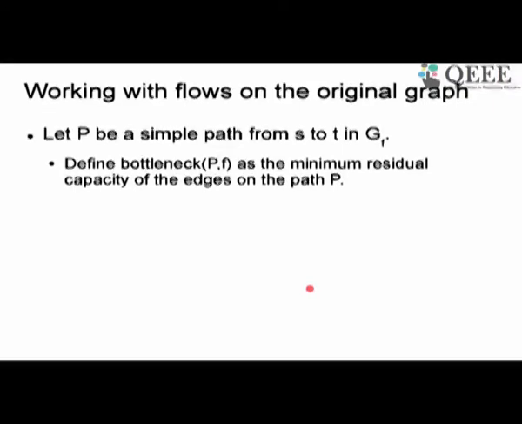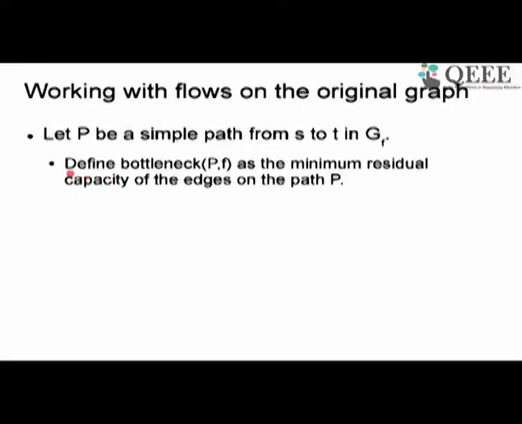So let P be a simple path from S to T in G_F. G_F, remember, is the residual graph obtained. I have a graph G, I add a flow F, I made the residual graph G_F, and then I looked at whether there is a path from S to T in this G_F. And suppose there was a path P, then P basically can be used to augment the flow F, isn't it? I can add to the flow F by using P. So I'm asking, what is the augmented value of the flow using this path P?